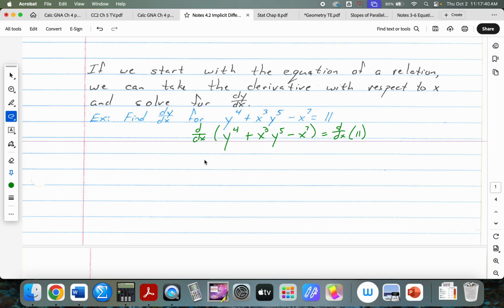So for the y to the fourth, that'll be 4y to the third times, because we have to use the chain rule on this, dy dx. Plus, I'll keep the first factor, x cubed, times the derivative of the second factor, which will be 5y to the fourth times dy dx.